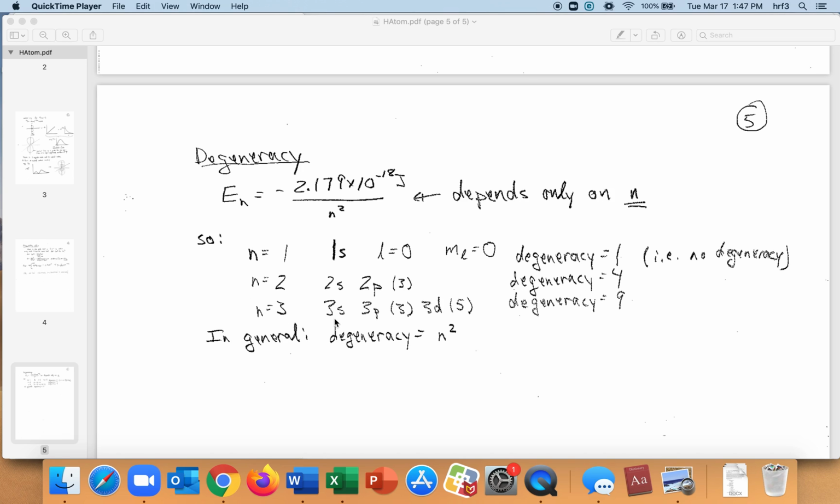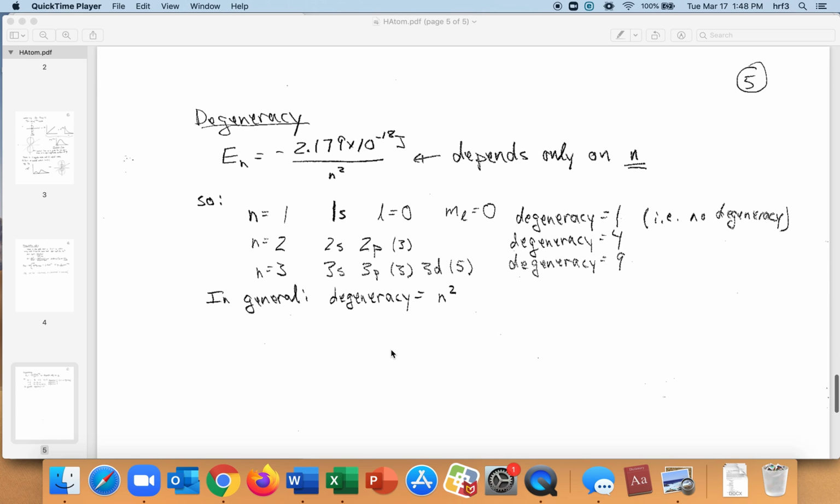With n equals 3, we have 3s, 3p, 3 of those, 3d, 5 of those, so degeneracy is 9. 1, 4, 9. You can see the degeneracy goes as n squared. So 1 squared is 1, 2 squared is 4, 3 squared is 9. This won't be true when we add more electrons to the mix because of electron shielding. p orbitals will be higher than s, and d orbitals will be higher than p, which you know from drawing electron configurations in Gen Chem. All right, that's it for the hydrogen atom.